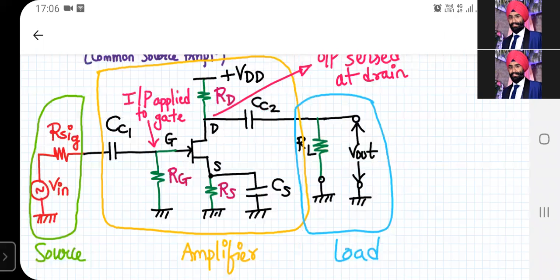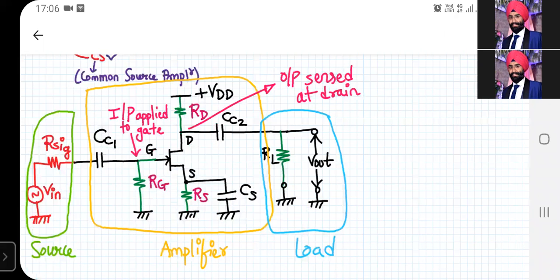Okay, so I repeat, my Vin and RS form the source. This is my JFET biasing circuit along with the 3 coupling capacitors. CC1 and CC2 are called the coupling capacitors, and CS is called the bypass capacitor. Okay, and RL is the load. And why is it called common source? Because input is applied to the gate terminal and output is sensed at the drain terminal.